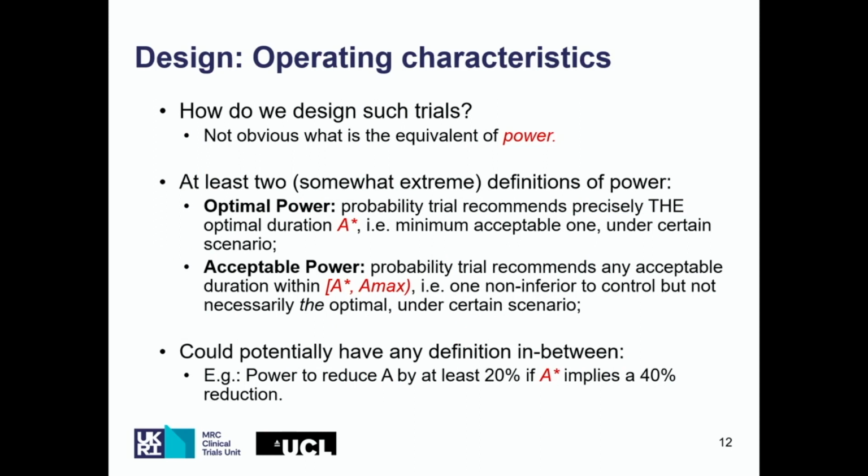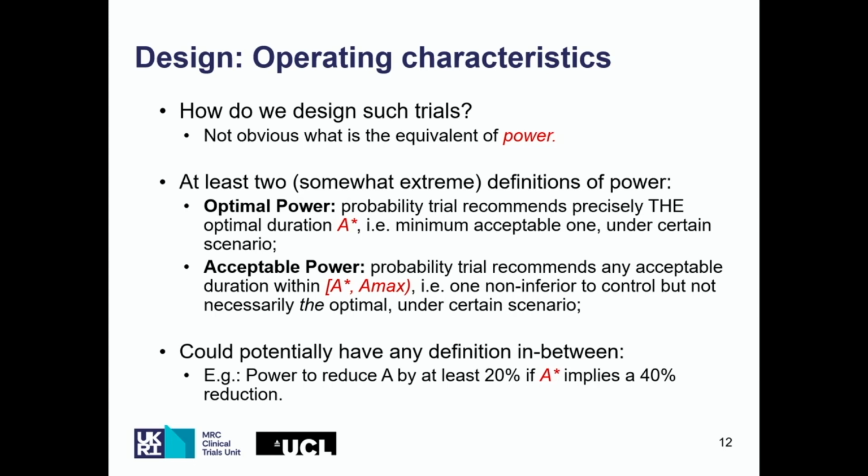Okay, so the next question is about how shall we design such trials? Of course, one complication with MAMS-ROCI designs compared to standard designs is that we don't have just a single simple 1v1 comparison that we are making. It's a complication, but it's also an advantage. So it's not obvious what is the best definition of power that we might want to target with our trial. We have derived at least two somewhat extreme definitions of power.